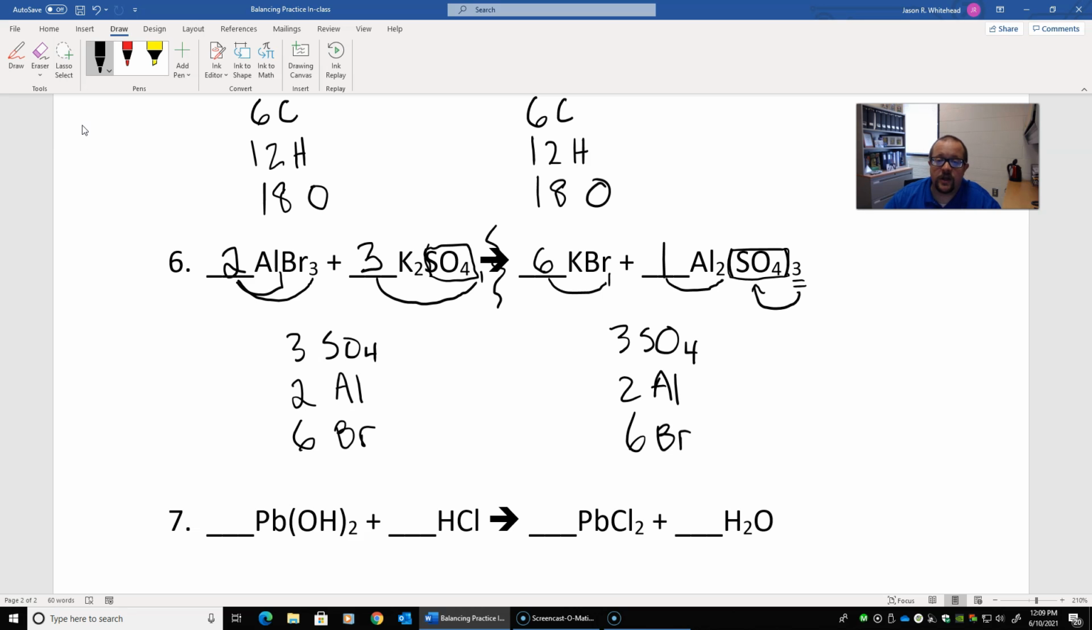Now, let's take a look at K really quick. 6 times 1 K gave me 6 K's on this side. If I look over to the other side, the reactant side, 3 times 2 also gives me 6 K's. So we've got coefficients of 2, 3, 6, and 1. Can't be reduced. Whole numbers, we're balanced.